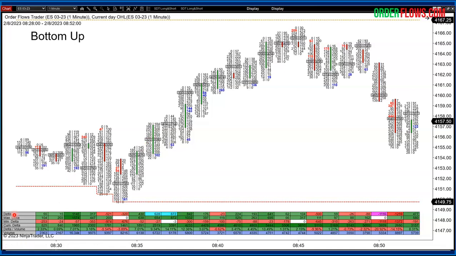So basically, the bottom-up method: you're looking at what's happening right now and making your decisions based off of what's happening right now. You're putting the pieces of order flow together.